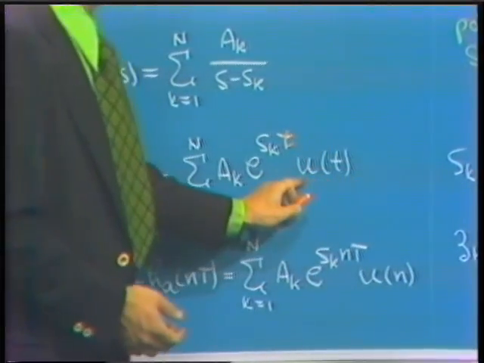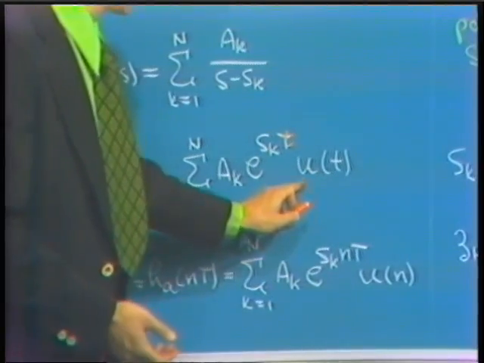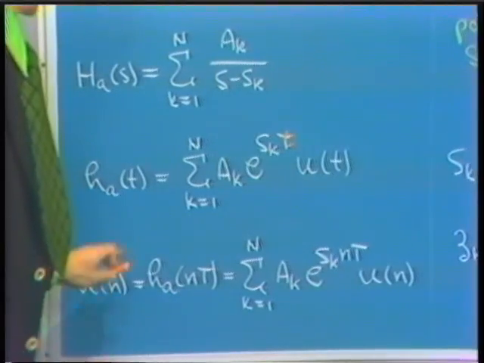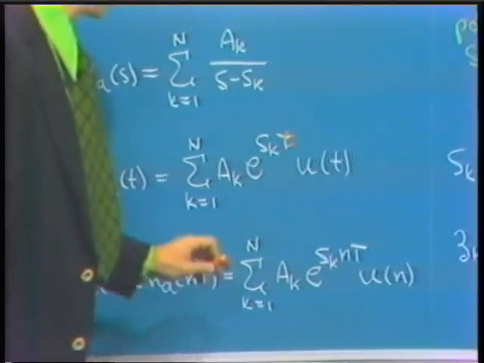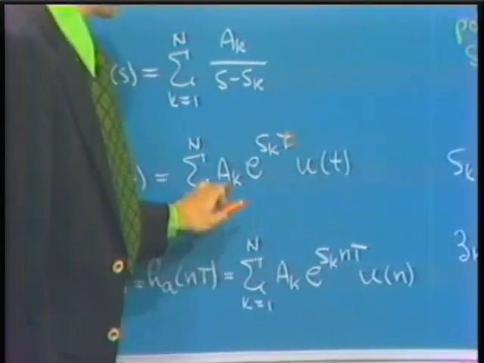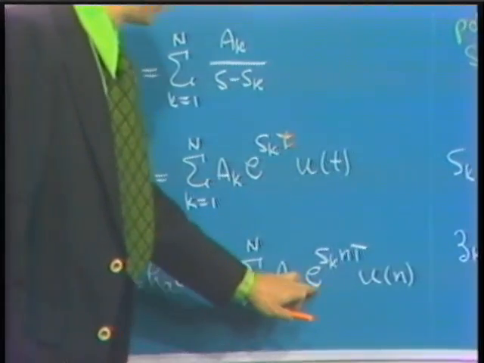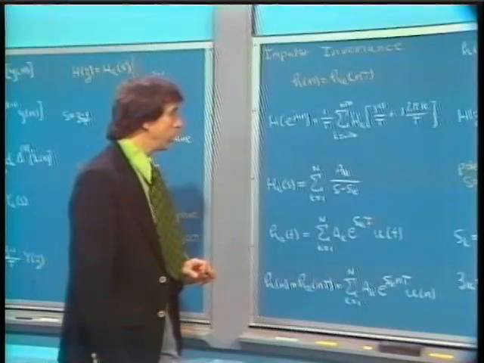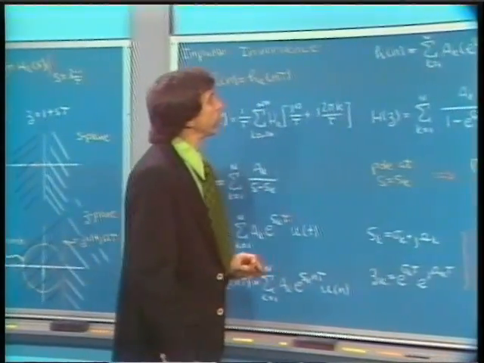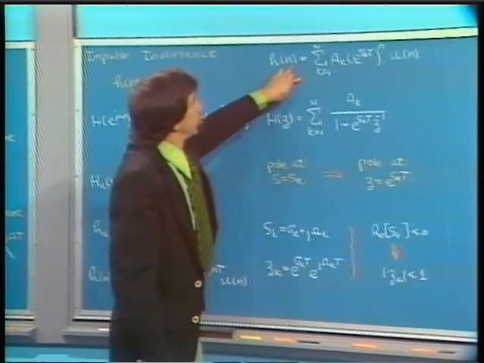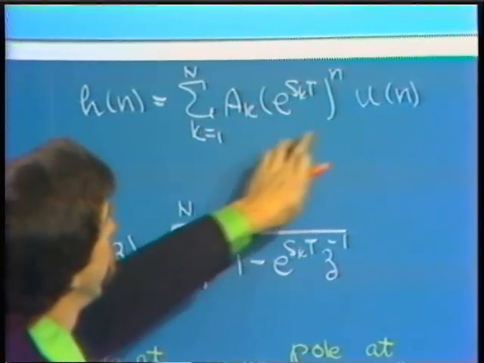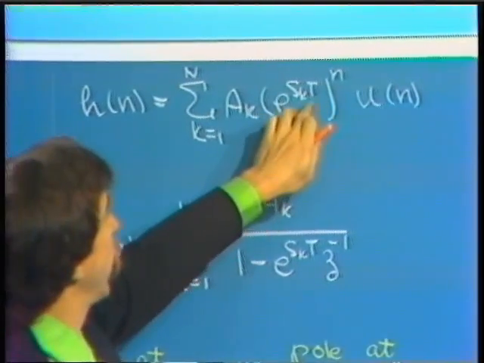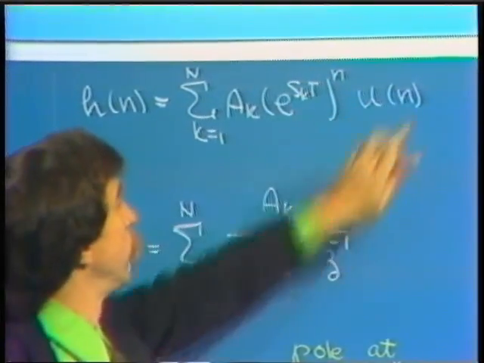A sampled analog unit step results in a discrete-time unit step. And so consequently, the unit sample response that we end up with has a sub k, the same coefficients as we had here, e to the s sub k n times capital T times the unit step. Well, we can write that in a slightly different way. We can write that as the sum of a sub k and some factor, e to the s sub k capital T, raised to the nth power times the unit step.